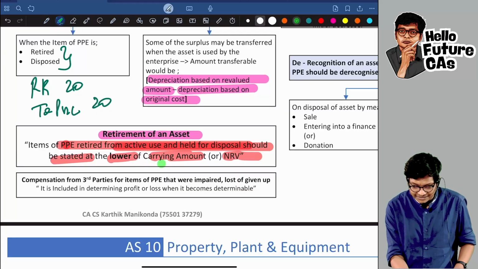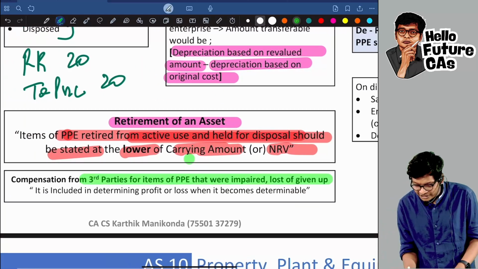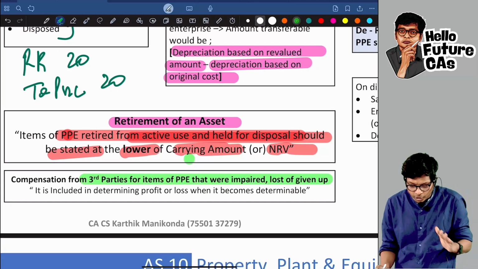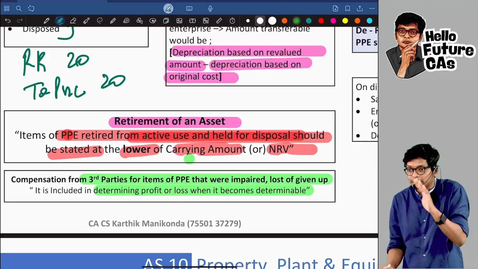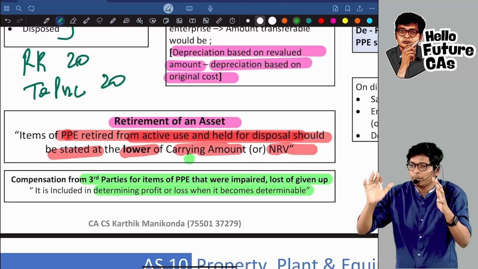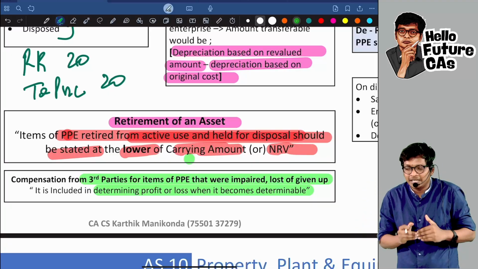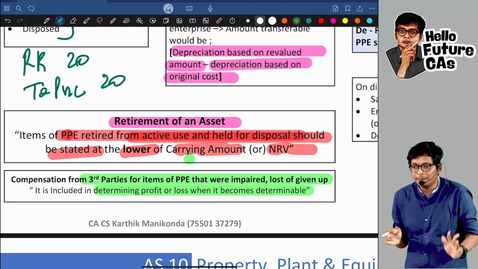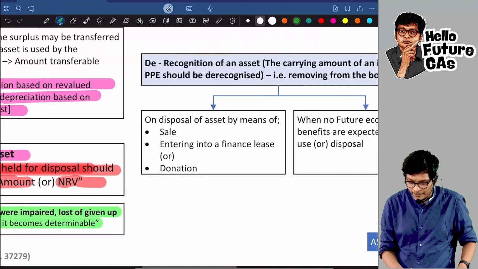In some cases, if you are going to get compensation from a third party, say insurance is going to give compensation, that will also be included. Let's say the asset is destroyed. A 500 crores asset is destroyed because of fire. Insurance compensation is 100. I will reduce my loss with the compensation which is guaranteed. This is retirement of asset.